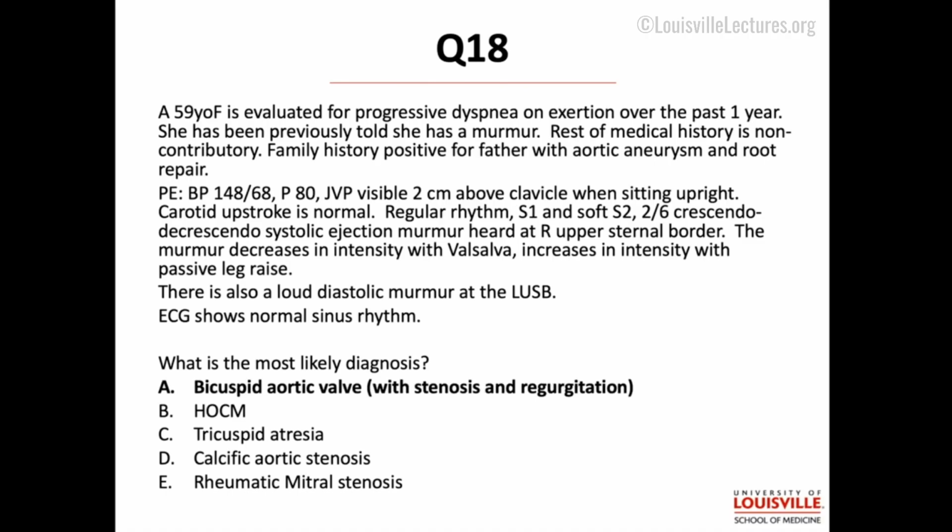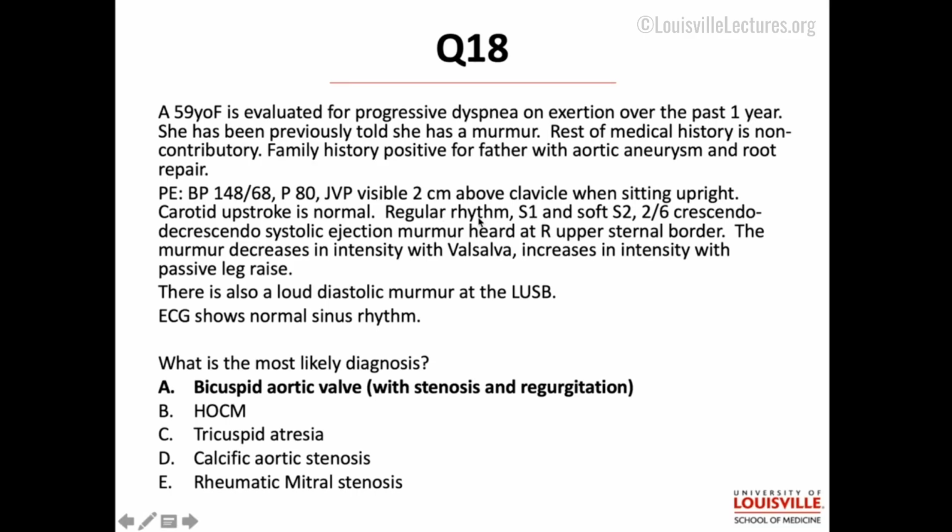All right, so this is getting a little bit back to that HOCM murmur that we talked about. Very fair for you to get a history, a physical exam, and echo findings, and really need to diagnose this. So what are the key points in this feature? She's 59 years old, so she's a bit young for true aortic stenosis. You have a little hint. Aortic aneurysm and root repair, suggesting some kind of vasculopathy, aortopathy, which tends to go along with bicuspid valve, okay?